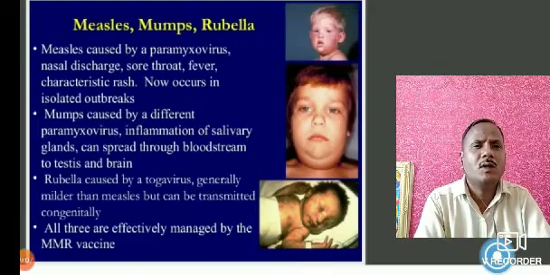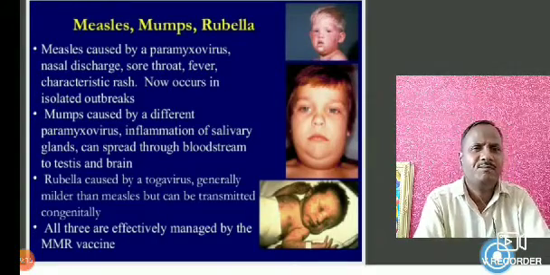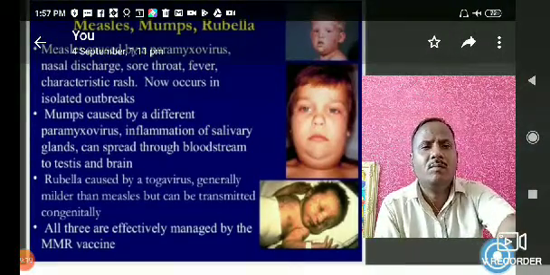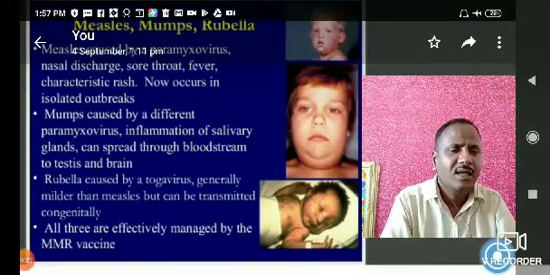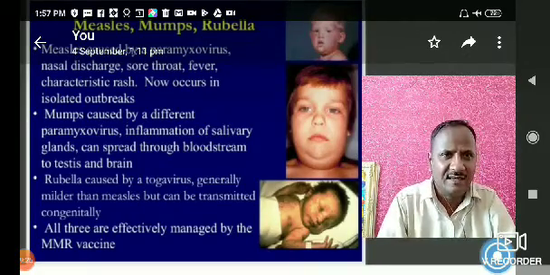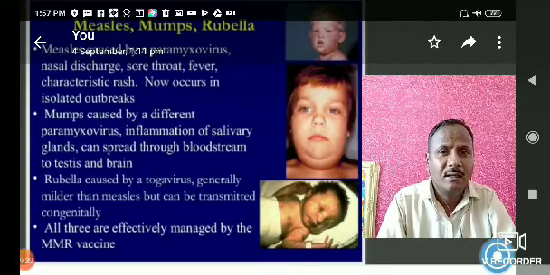Rubella is caused by the togavirus. It is generally milder than measles but can be transmitted congenitally, and all three are managed by the MMR vaccine. So we can recover from all these diseases afterwards by using a specific vaccine, the MMR vaccine.